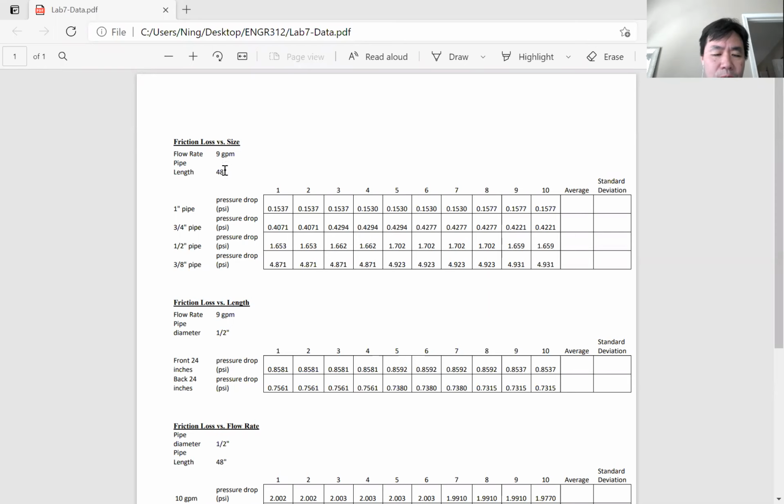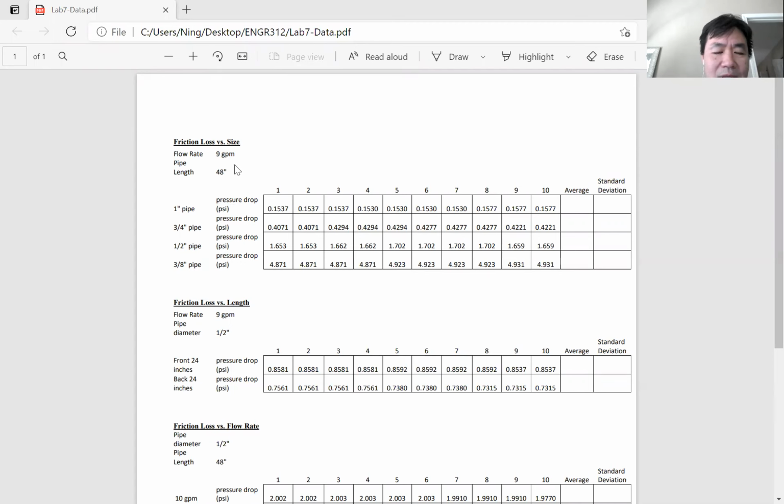So the first table is for the friction loss versus size. So you have 4 sizes, right? 4 sizes of pipes: 1 inch, 3/4, 1/2 inch, and 3/8. But for each experiment, by the way, we set the flow rate.